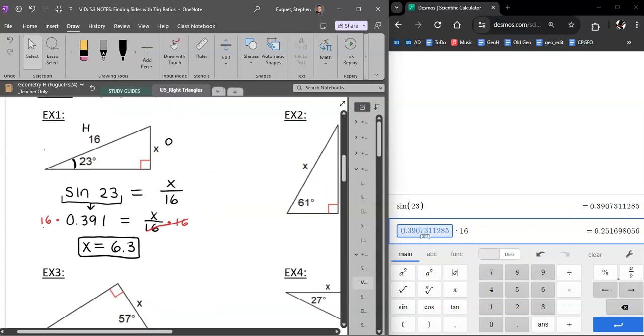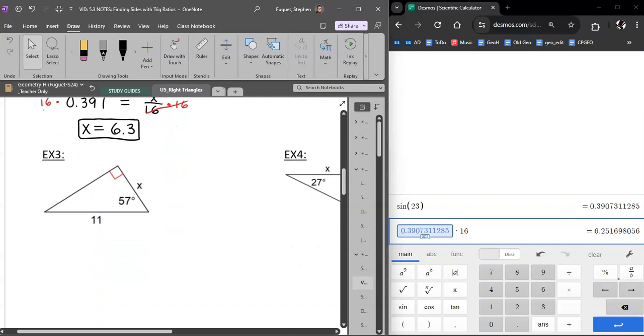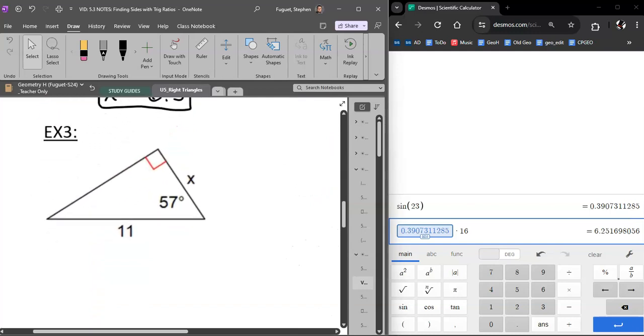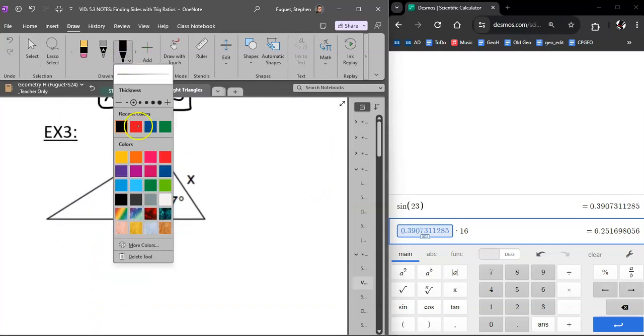All right, let's try a few others. Let's jump down and try example number 3. So in this example, we have a 57 degree angle.